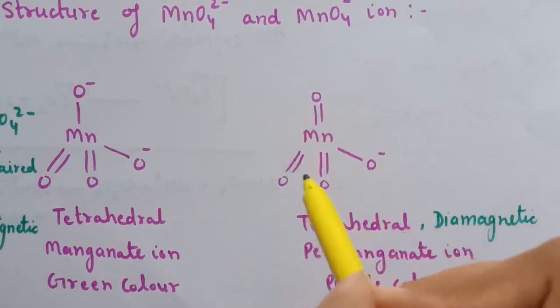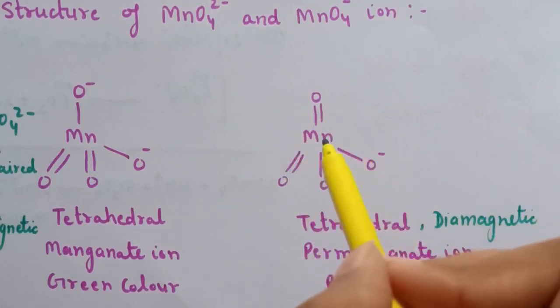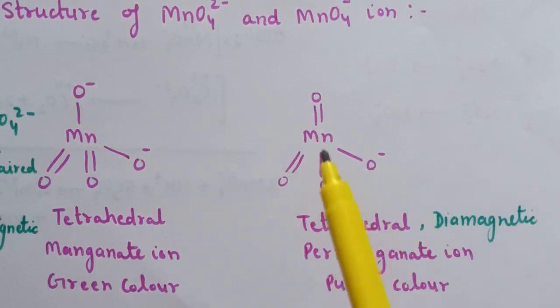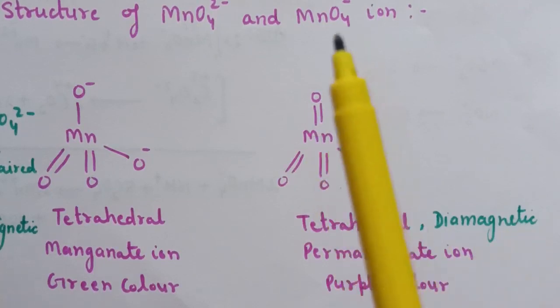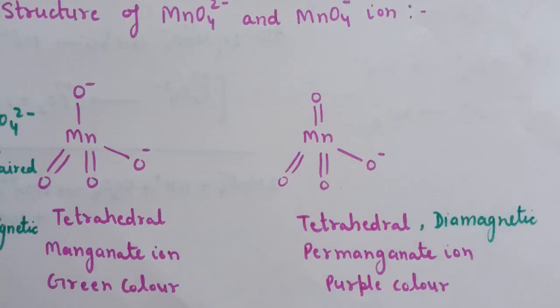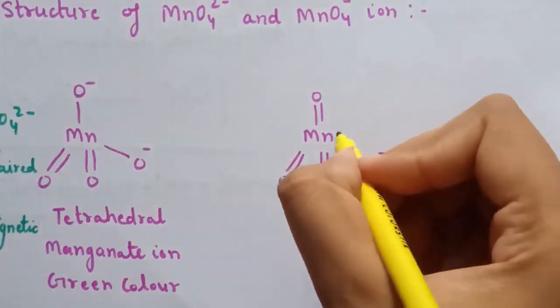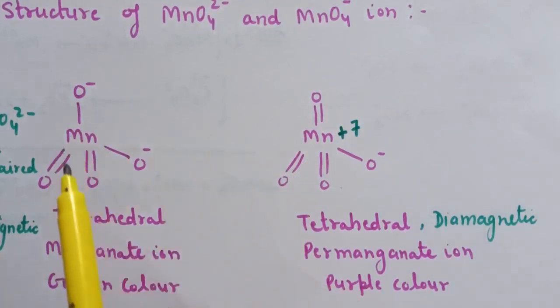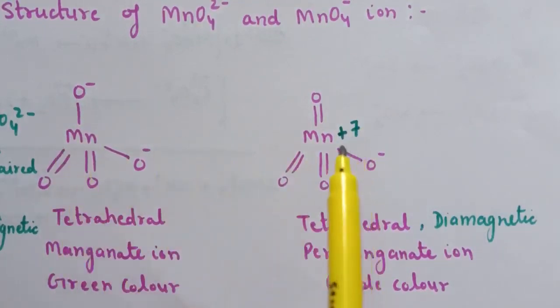Now this is the structure of permanganate ion, where manganese is tetrahedrally surrounded by oxygen atoms, and this permanganate ion is purple in color and it is diamagnetic in nature, and the oxidation number of manganese in permanganate ion is +7. So here are the structure of manganate and permanganate ion.